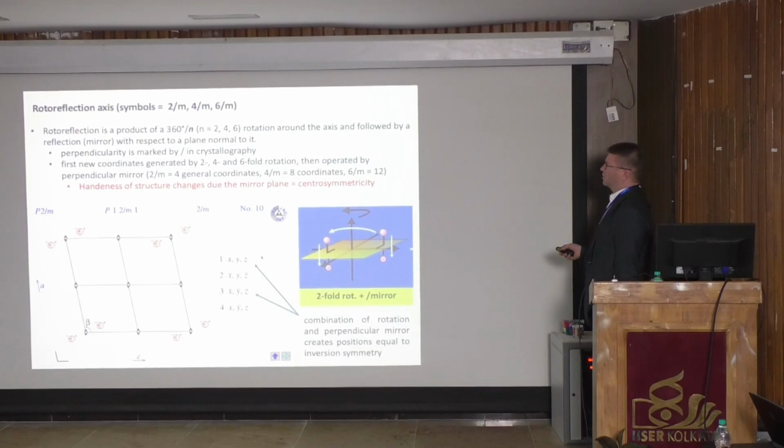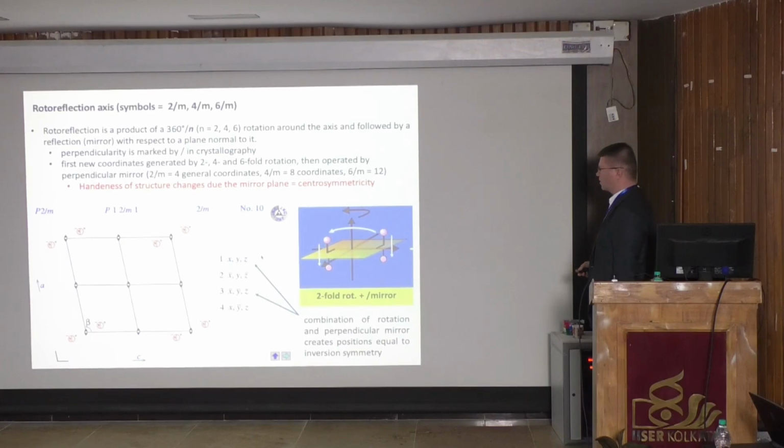And the product is here. You can see rotation x followed by reflection and mirror with respect to the plane normal to it. And then perpendicularity is marked with a slash. So the slash means that now it's a combination of two symmetry elements which have a particular orientation towards each other. And we have to agree on what it is so that we don't lose the reference point. And the point is the first coordinates created by the rotation and then the mirror comes with it.